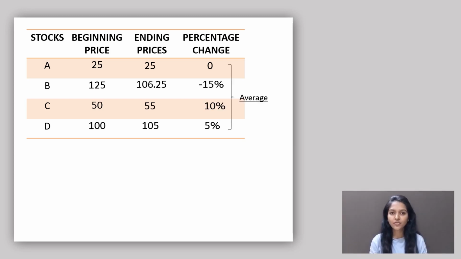Taking an average of all the 4 returns, the answer comes as 0. So overall, there is no change in the index value, which means if previously the index value was at 120, it will continue to remain at 120 even now.